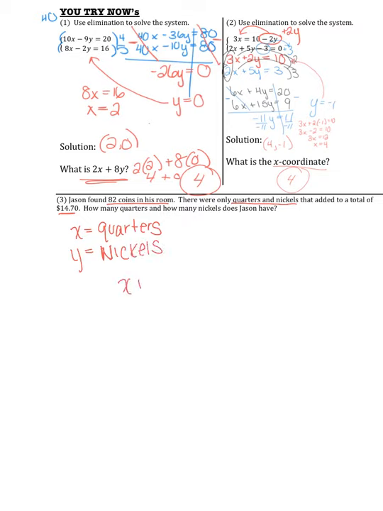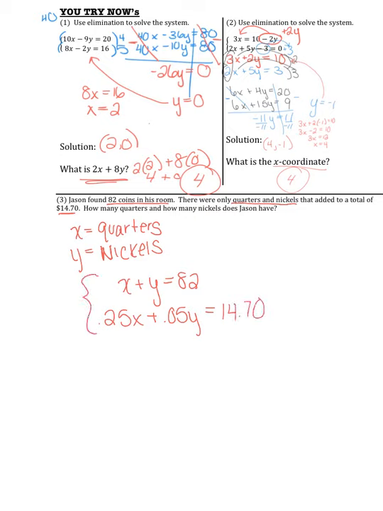So I know altogether he's got 82 coins. And then I know obviously the value of quarters would be 25 cents, and nickels are 5 cents, and this totals up to $14.70. So that's my system.